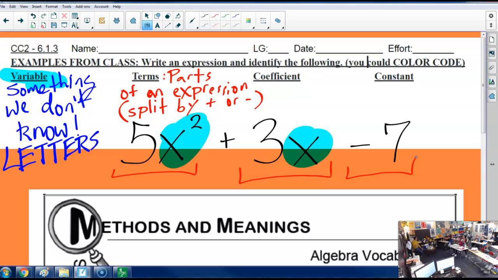Okay. Are we with me? Why there's 3 terms. They're split by the plus or minus. And guys, I would write that down. If you did not write split by the plus or minus, I would so write that down.